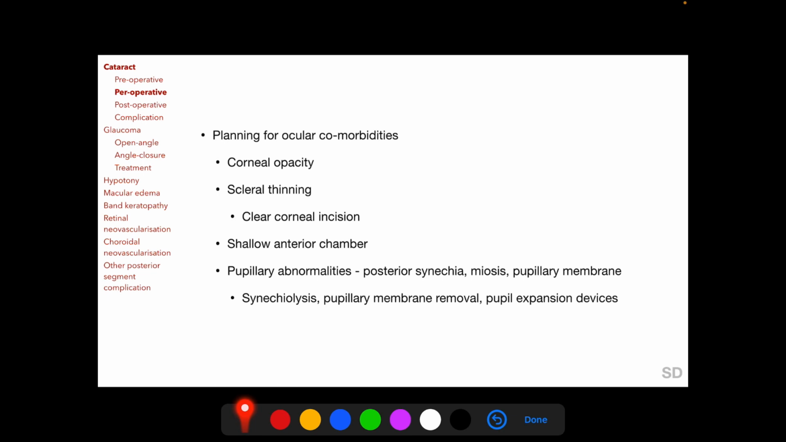Now, ocular comorbidities which we may have to tackle in patients with uveitis include corneal opacity, which may compromise visualization of the anterior segment, scleral thinning, which may need clear corneal incision, a shallow anterior chamber because of iris bombe formation, pupillary abnormalities such as posterior synechia, miosis or pupillary membranes, which may require maneuvers such as synechiolysis, pupillary membrane removal, and pupil expansion devices such as iris hooks.